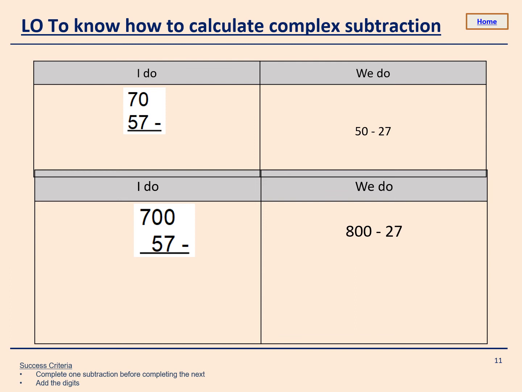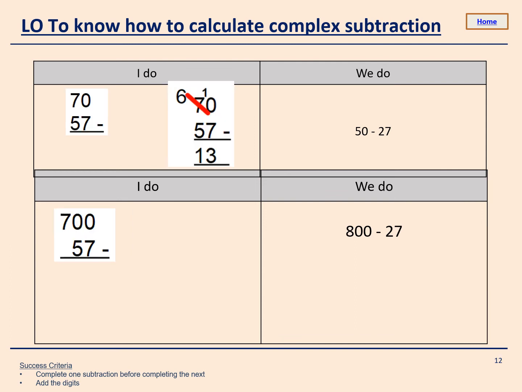Okay, so let's have a look at this sum. We need to do 70 subtract 57. Because we've got a 0 in the units column, we need to borrow 10 from the tens column. So we cross out the 7 to leave a 6, and then we now have 10 in the units column. 10 take away 7 is 3, 6 subtract 5 is 1.